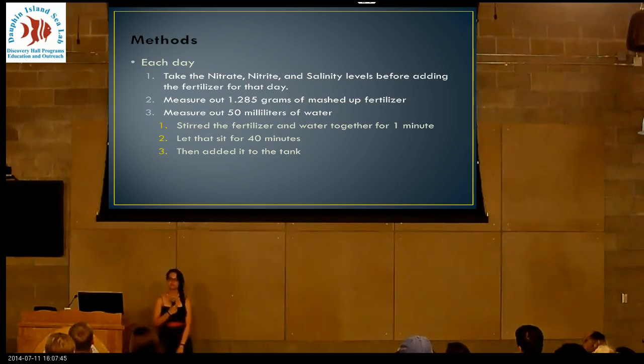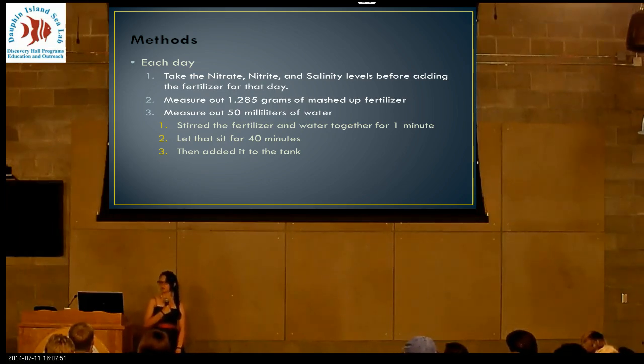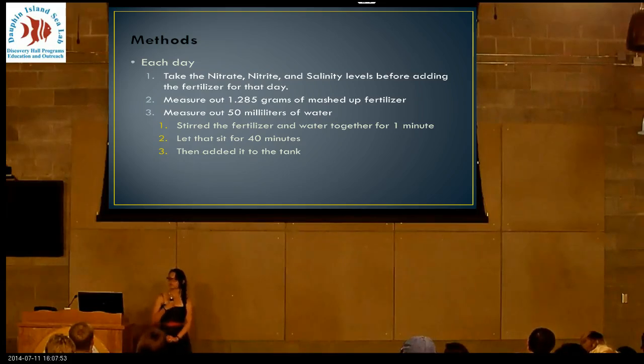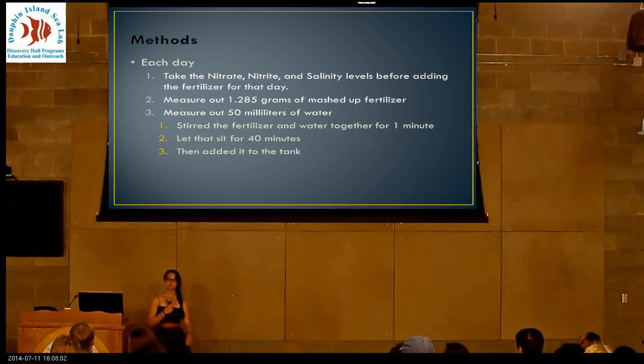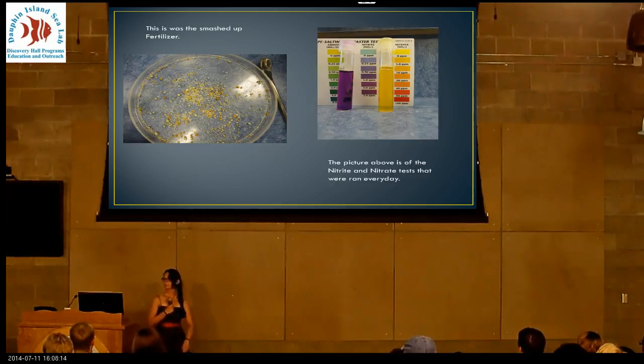My methods: each day, I would go in and take the nitrate, nitrite, and salinity levels before adding anything, and then I would measure out 1.285 grams of mashed up fertilizer. I would measure out 5 milliliters of water and stir the fertilizer and water together for a minute, and then let that sit for 40 minutes, and then add that to my tank. And then I would let that circulate through for a day and go back and start over.